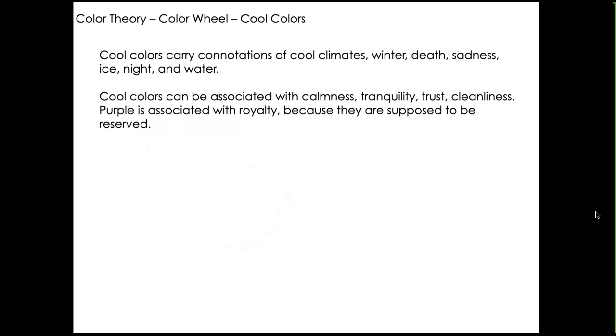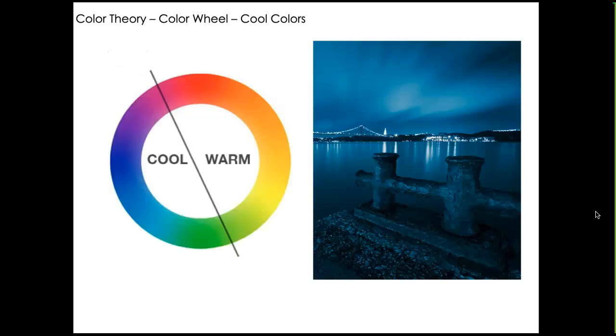So cool colors carry connotations of cool climates, winter, death, sadness, ice, night, and water. Cool colors can be associated with calmness, tranquility, trust, cleanliness. Purple is associated with royalty because they are supposed to be reserved, but there's other things about that too. So here we see some cool colors on the color wheel.